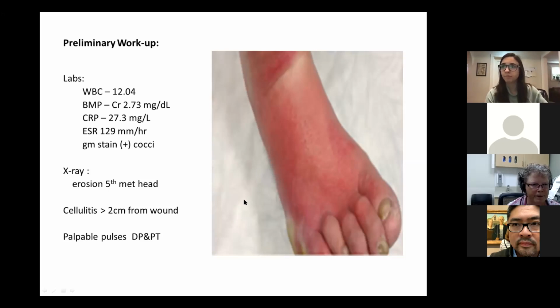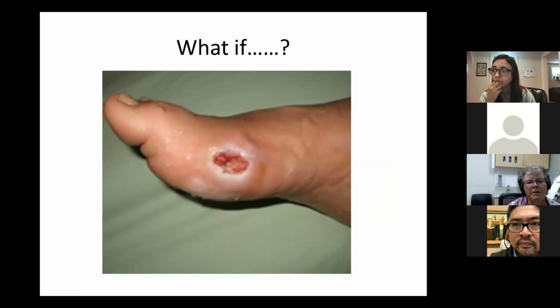So, which then sort of opened a door to exacerbating his heart failure. And he did not live a year after that episode. But what if this was the wound?